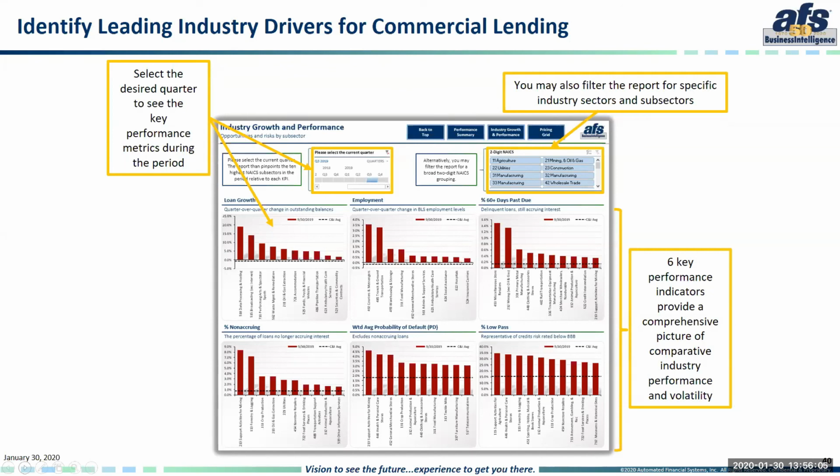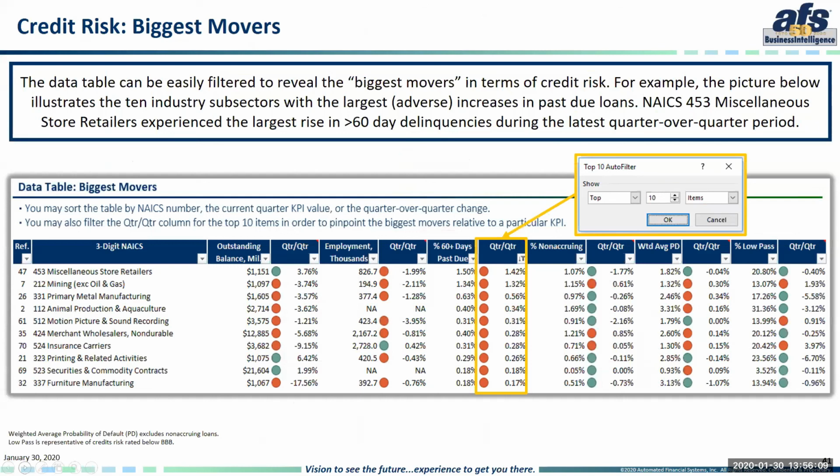As an example of that, on the next slide, Renee, what you could do using that report is say, well, what if I wanted to see the 10 biggest movers in terms of delinquencies by industry? And on the data table here, what I did is I said, filter for the top 10 items in terms of past due changes. And we can see, for example, that industries like miscellaneous store retailers, mining, primary metal, which is a tariff impacted industry, all of those had really sharp spikes in delinquencies year over year.